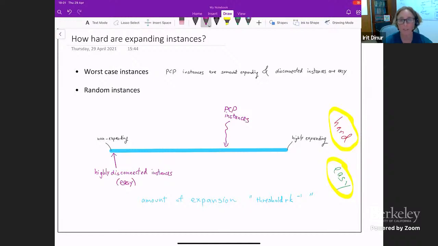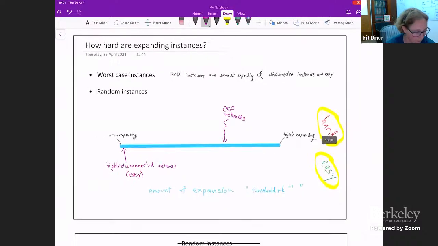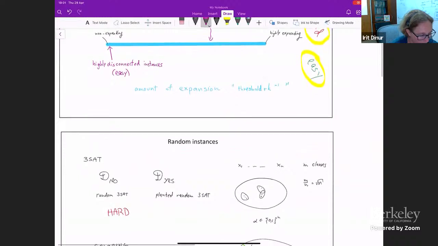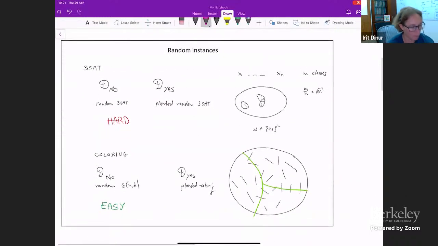And what other instances do we know, and what do we know about their structure? The next kind of instances I want to talk about are random instances. I think this lecture series had some lectures about this. So let's talk about random instances.